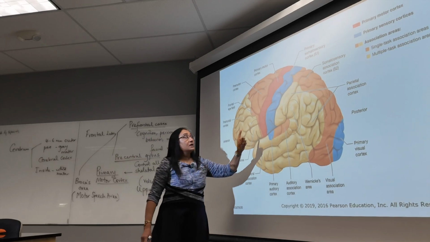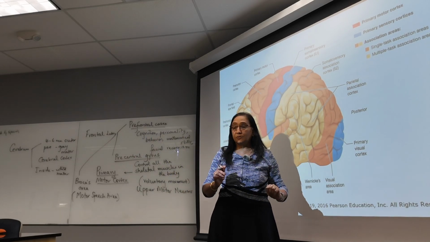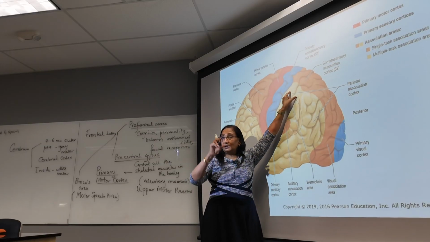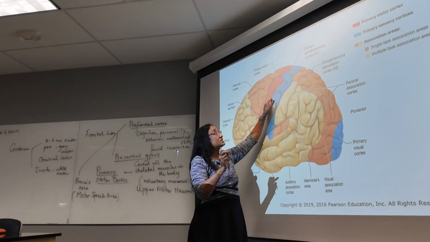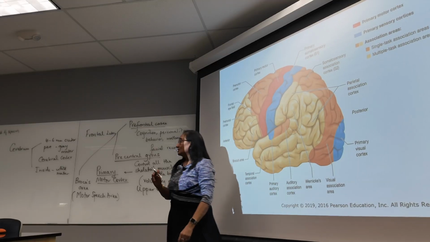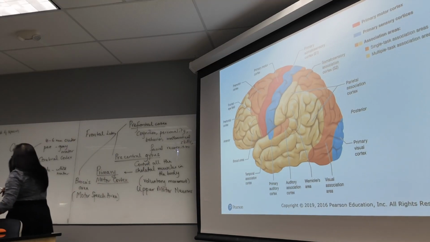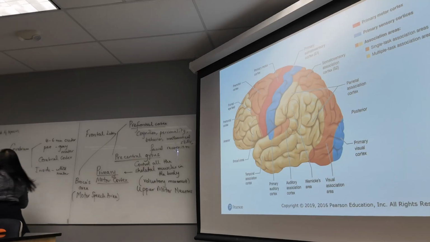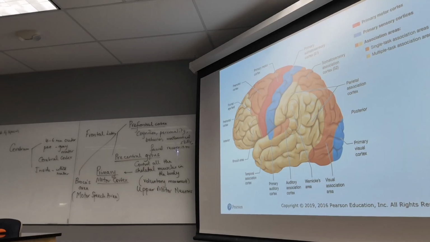Now coming to the parietal lobe. The band of neurons just behind the central sulcus is the postcentral gyrus. So now we are talking about the parietal lobe.